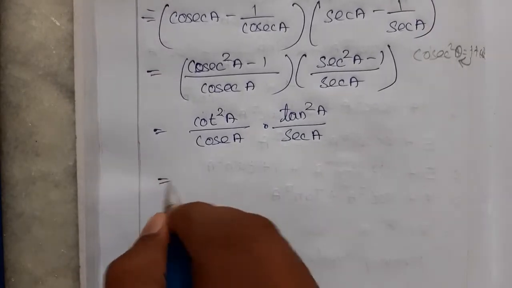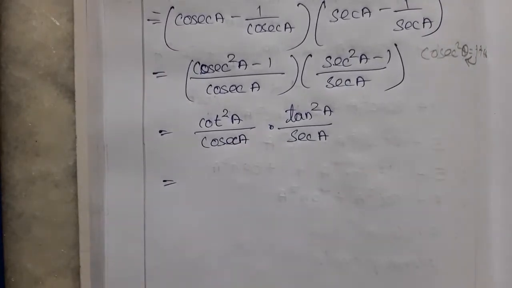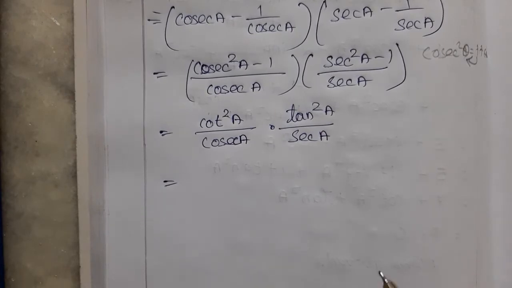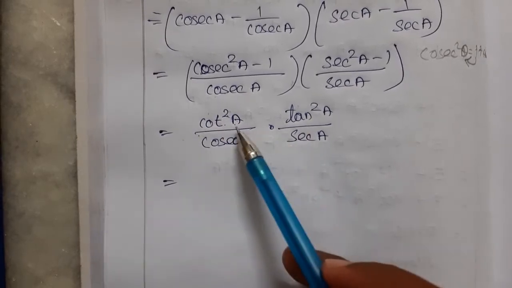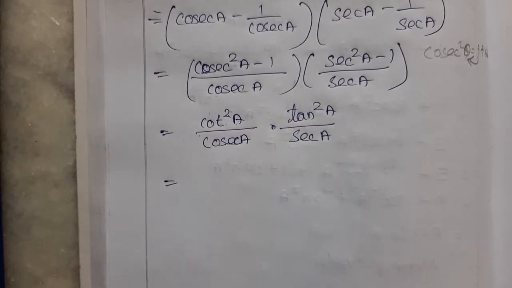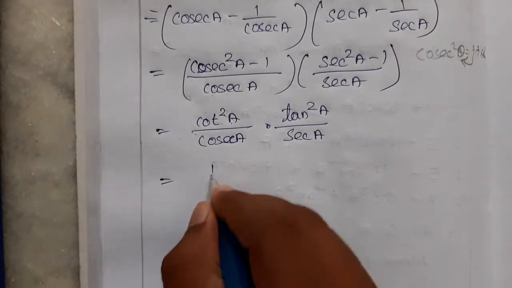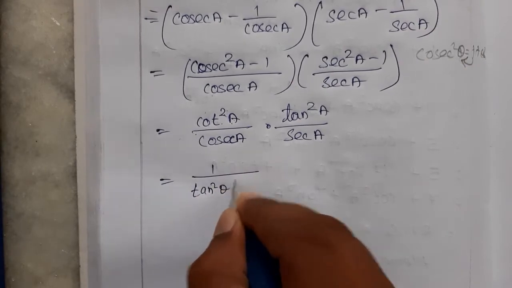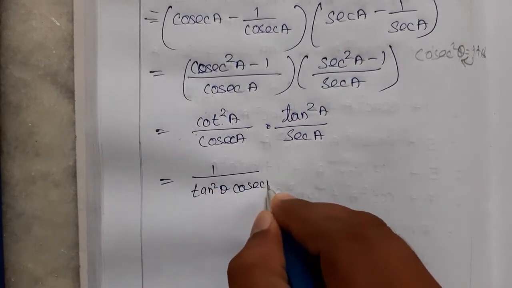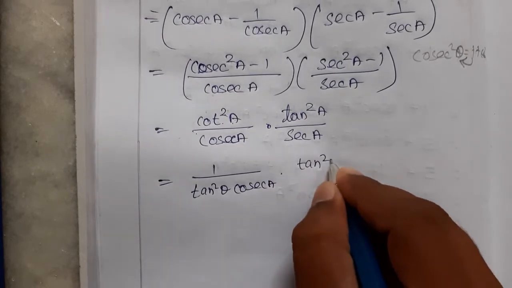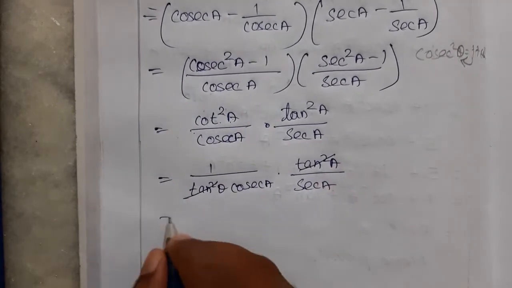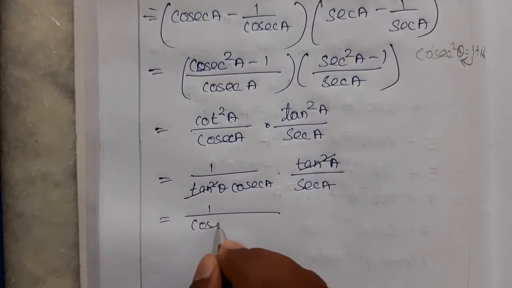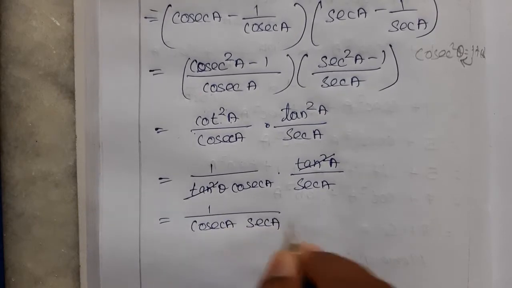So now we are going to rewrite these things in terms of cot, in terms of tan. So cot we can write as 1 by tan square, so there are tan square and then tan square will get cancelled, right? So we can write 1 by tan square theta, in the denominator already there is cosecant A into tan square A divided by sec. So tan square and tan square get cancelled. So we will be getting 1 by cosecant A into sec, right?